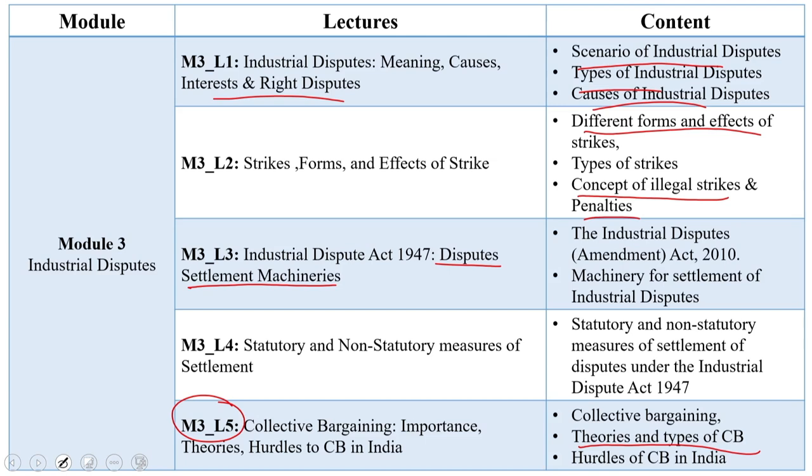Then we looked into the types of collective bargaining agreements in India, if you recollect: bipartite agreement. We looked into settlements. We looked into the consent awards. Also, we ended the discussion with hurdles of collective bargaining. What are the reasons for failure of collective bargaining in India?